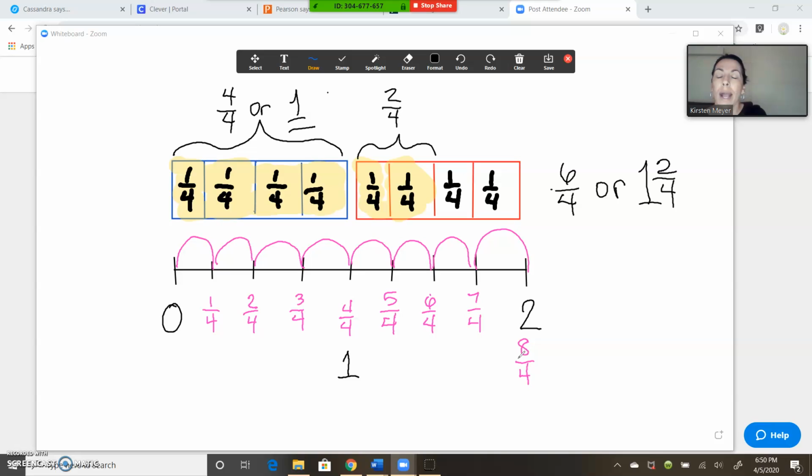Now I want you to go ahead and try the quiz on the next page. Each one is going to show you a model, and then after the model, it's going to show you the number line. I want you to use what's already in the number line to see if you're able to figure out how much is shaded in.